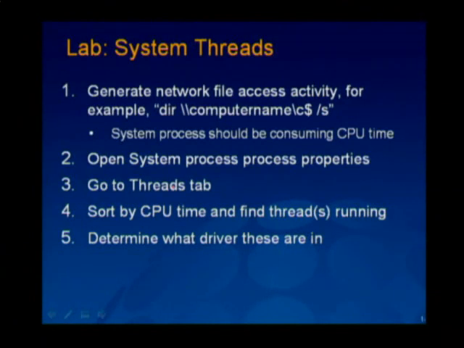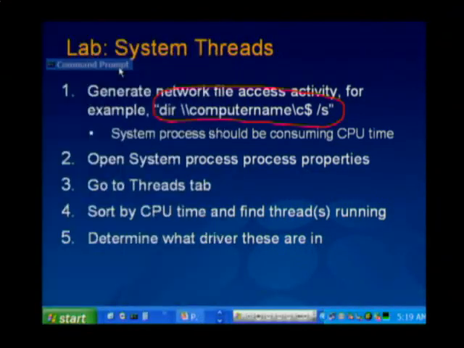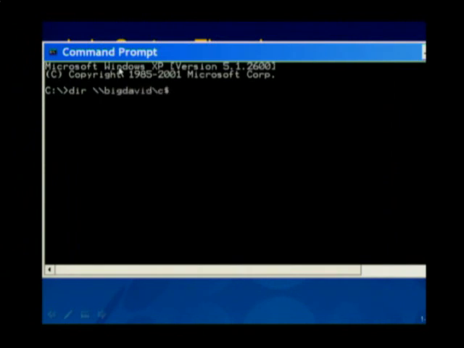So the example lab, if you look at slide 50, here's an example demo that generates activity in the system process that when we look at the thread activity in the system process, immediately pinpoints who's responsible. So I'm going to go basically do a directory of my C drive over the network to myself. So let's go initiate that from the command prompt. dir \\bigdavid\c$ /s.